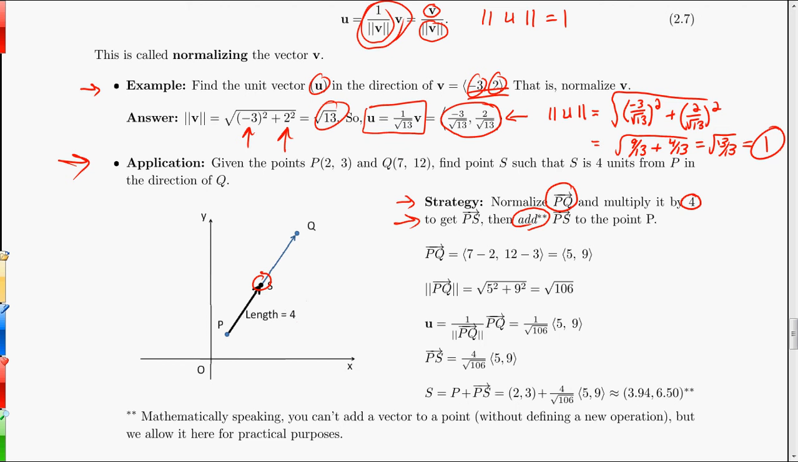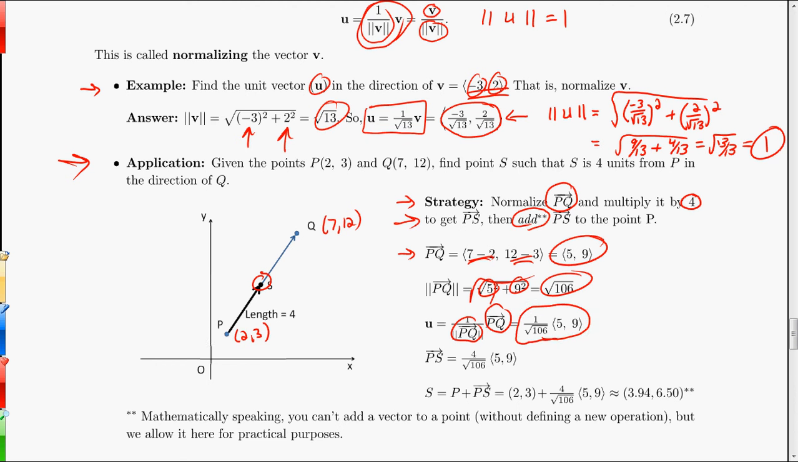It's easy to do once you get used to the process. I first take PQ, and I know that P is (2, 3) and Q is (7, 12). So PQ is (7 minus 2, 12 minus 3). The length of PQ is the square root of 5 squared plus 9 squared, so it's the square root of 106. And when I take that PQ and divide by its length, I get this vector u.